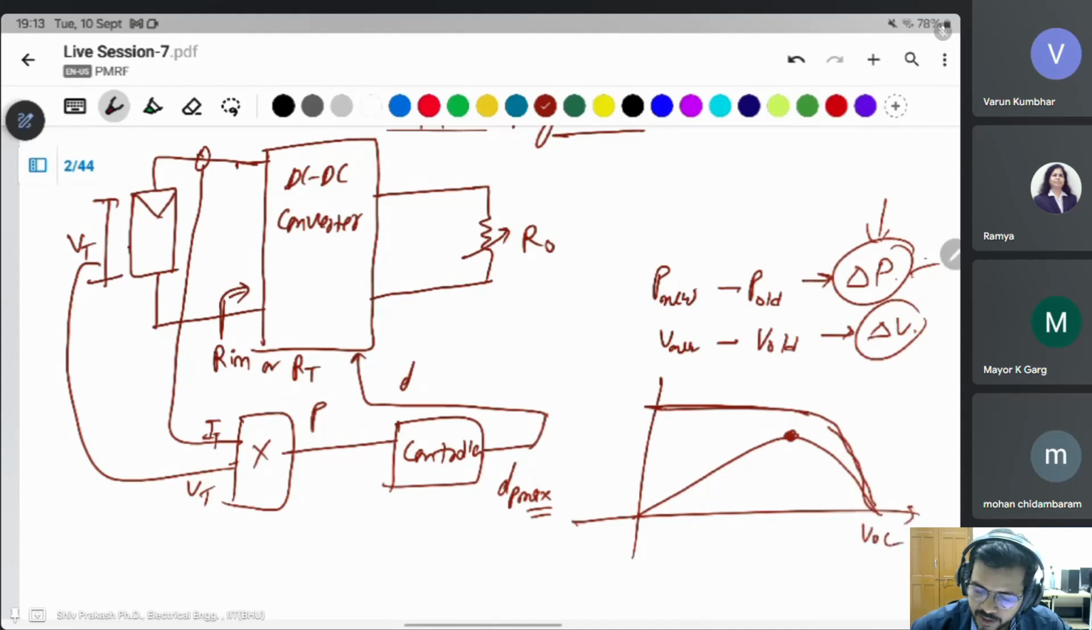This is a voltage line. This is a current or power line. According to the voltage and power, you can track the maximum power using a different controller or different algorithm.